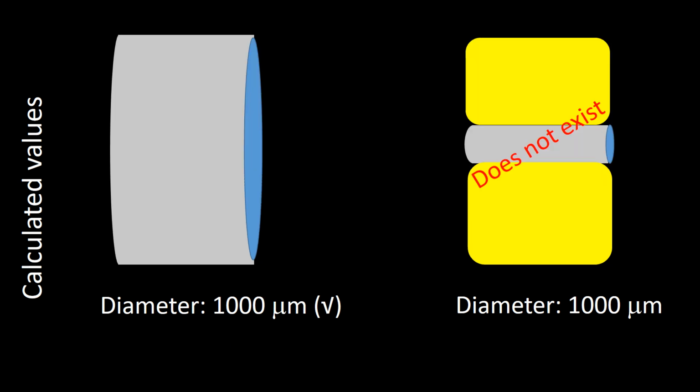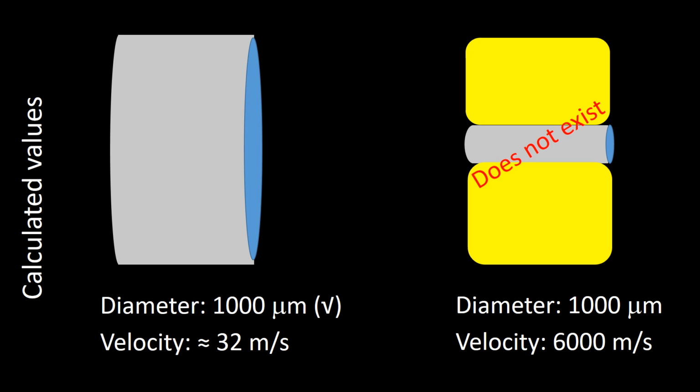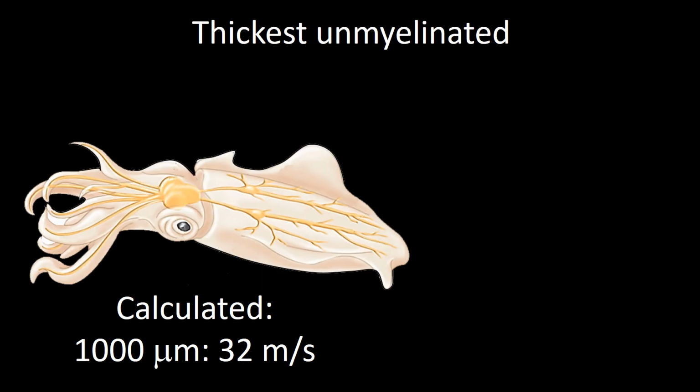Here, as you can see, we have schematically increased the axon to 1000 micrometers, or 1 millimeter. The calculated conduction velocity for the unmyelinated axon is 32 meters per second. The calculated velocity of a myelinated axon of that size would be 6000 meters per second. Again, myelinated axons of this size do not exist.